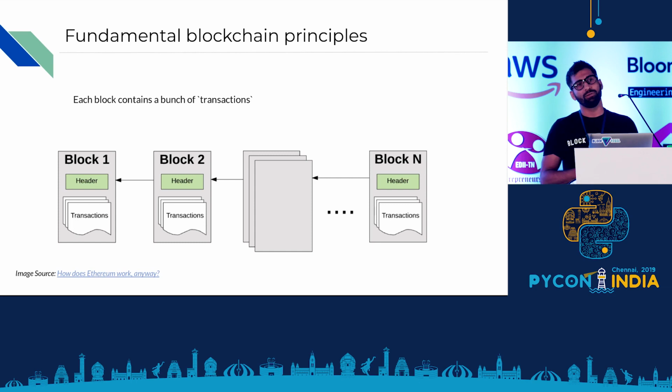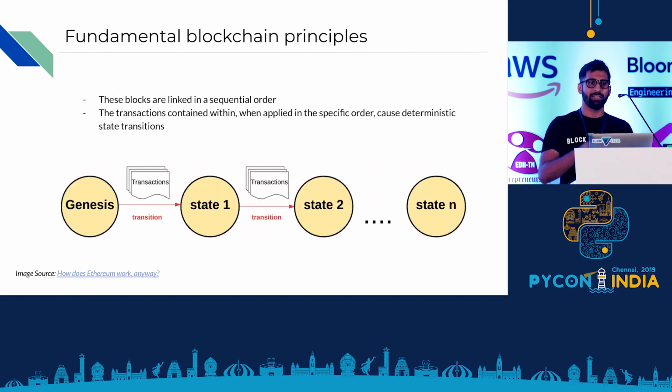The blocks are linked in a certain sequential order, and the transactions are picked up from those same blocks and they're applied. So debiting from A to B, crediting from B to C, and so on and so forth, which causes something known in computer science theory as deterministic state transitions, right? So from a certain beginning state, we move to state 1 and state 2 and so on and so forth.